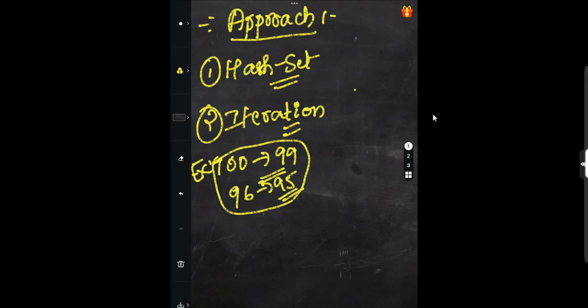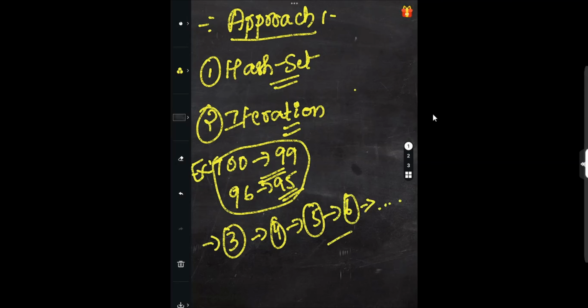How will we check this one? By extending the sequence, checking for the next consecutive numbers. Suppose 3 is present and is the start of the sequence, we will check whether 4 is present in the set. If 4 is present, we will check whether 5 is present. If 5 is present, we'll check whether 6 is present. Until the consecutive number is present, we will go on checking. That's what we do here, right? So I hope this is clear.